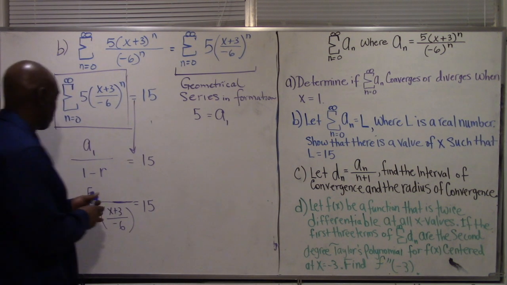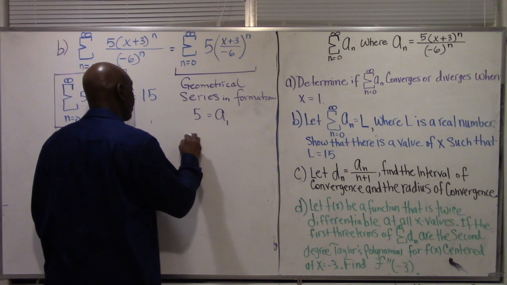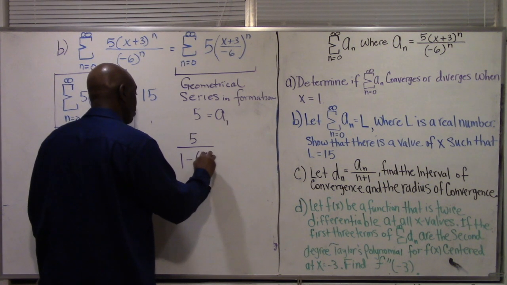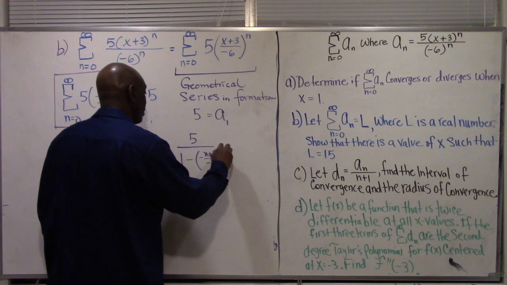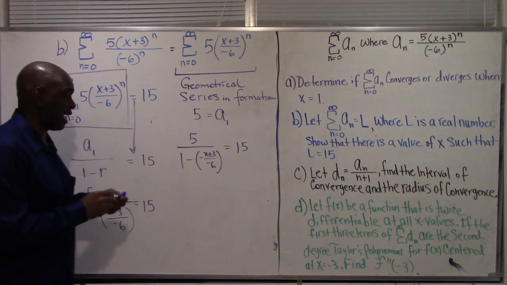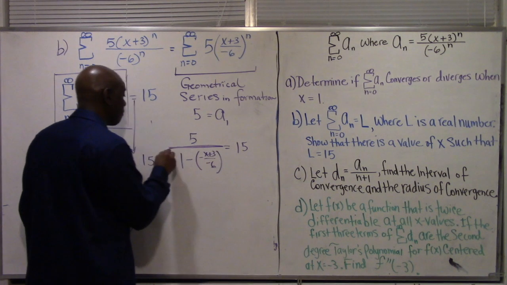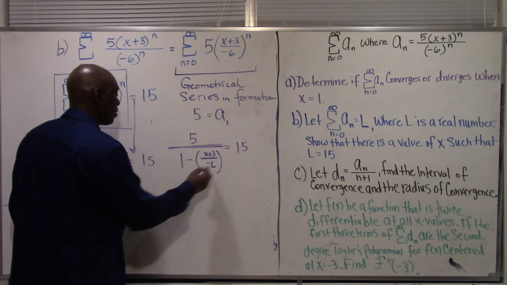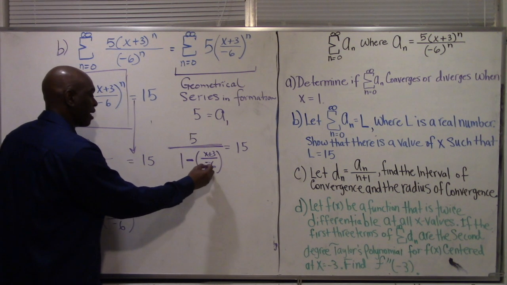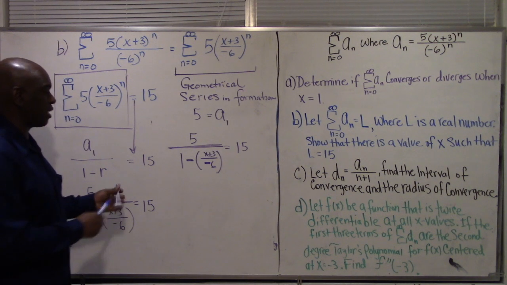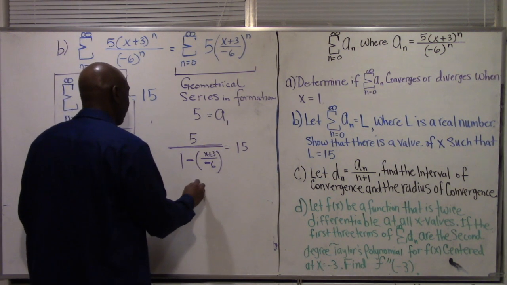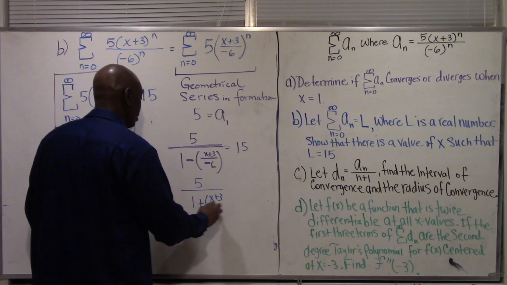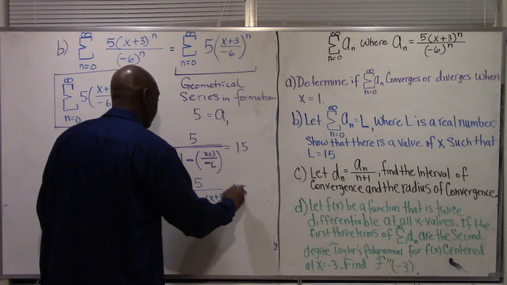Let's see. So we have 5 divided by 1 minus negative x plus 3 over negative 6. That equals 15. Now here's how I'm going to attack this problem. I note that a negative times a negative is a positive. That's step 1. Negative times a negative is a positive. So I have 5 divided by 1 plus x plus 3 over 6 equals 15.